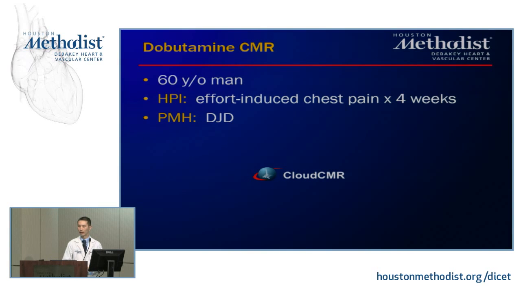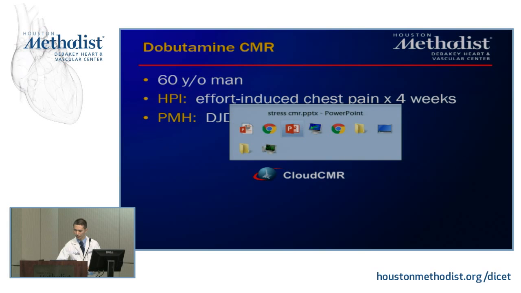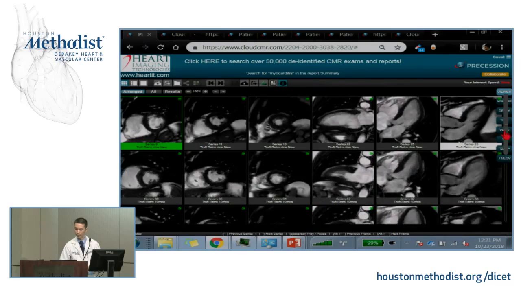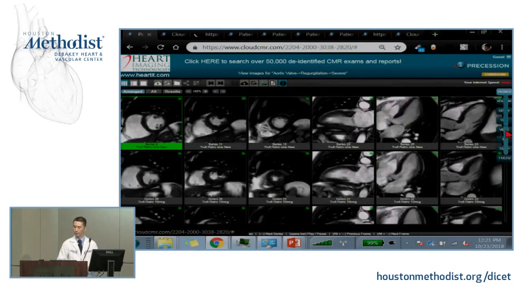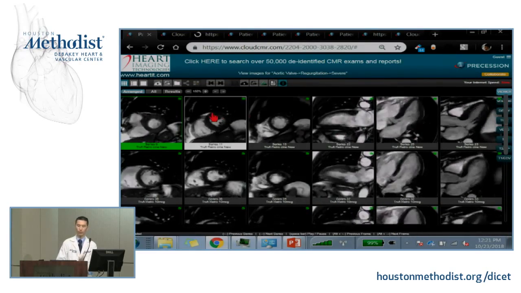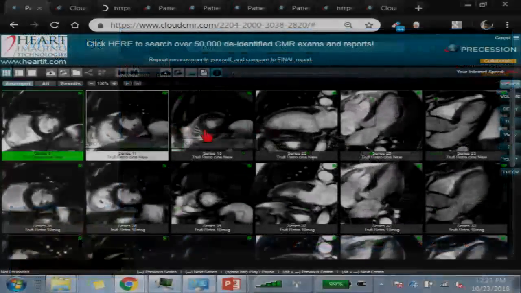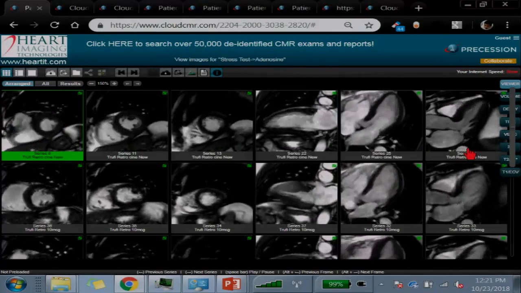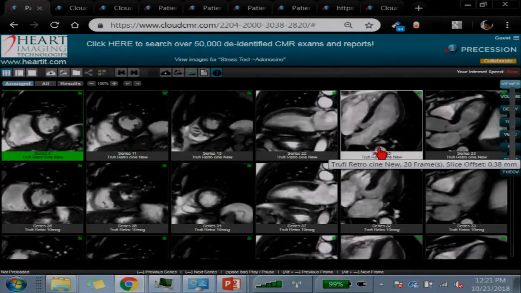Okay? So what I'd like to do is show you a case of a 60-year-old male who had effort-induced chest pain for about 4 weeks, and past medical history is significant for degenerative heart disease. Let's see if this will pull up. Okay, so shown at the very top are cines of the patient at rest, and not much in terms of wall motion that you can see here, right?